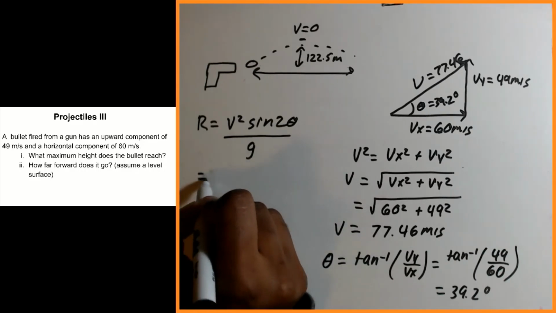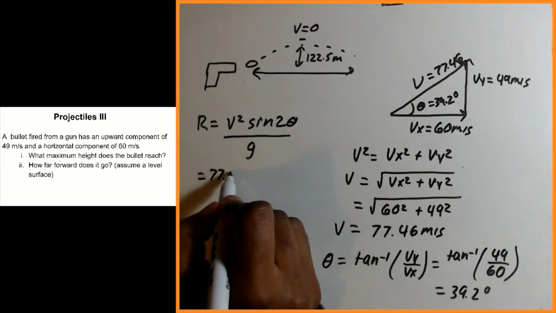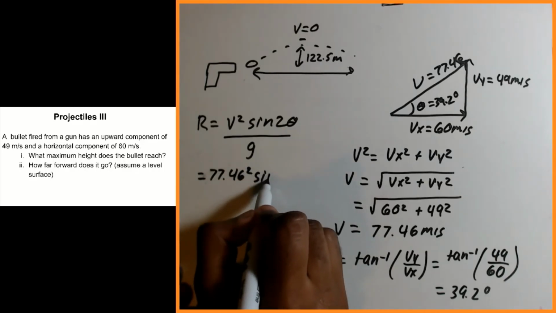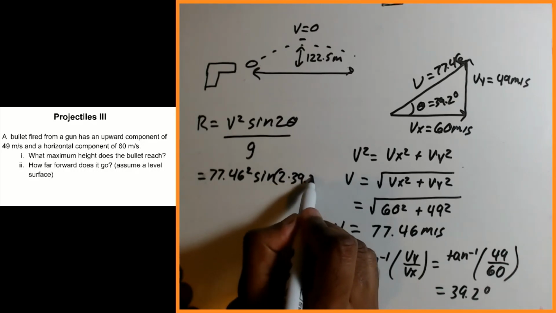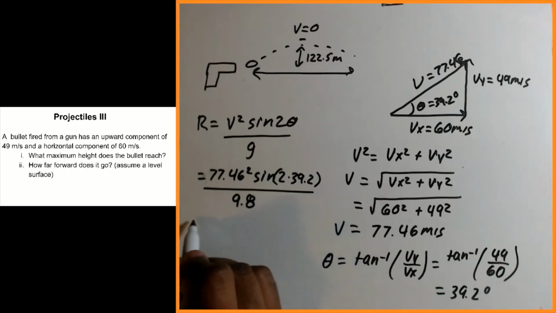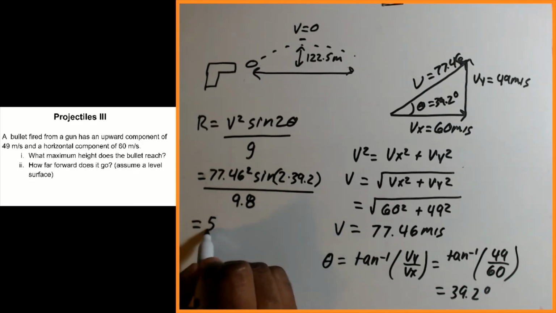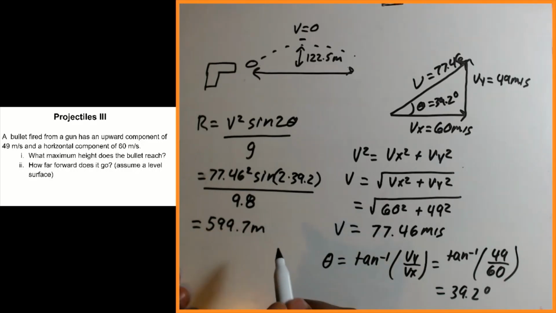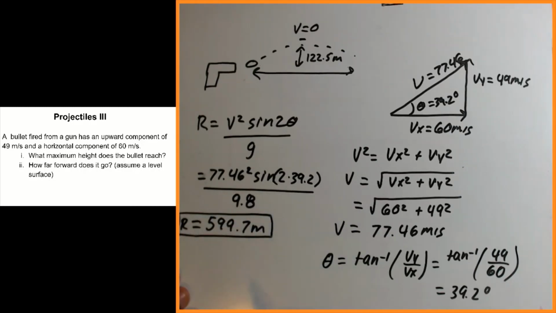So let's go ahead and plug those in. V was equal to 77.46, squared, times sine of 2 times 39.2, all over 9.8. And I get 599.7 meters is our range. That is the final answer.